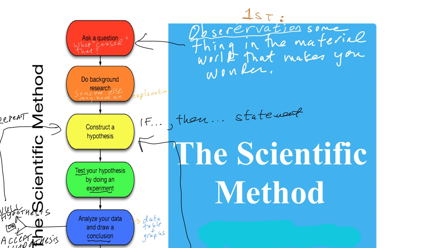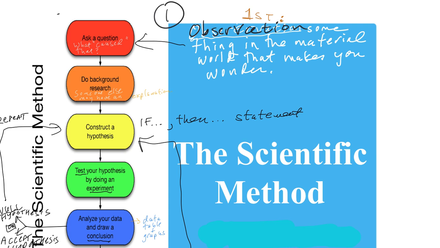The first step of the scientific method is observation. So you observe something of interest in the world around you, the material world. It could be the world inside you. It could be like, oh, my finger's really sore today. What did I do? How did I hurt that finger? So it could be anything that our senses perceive.